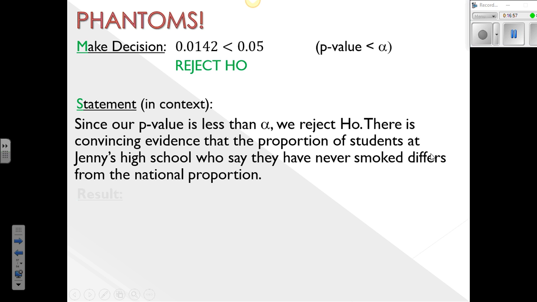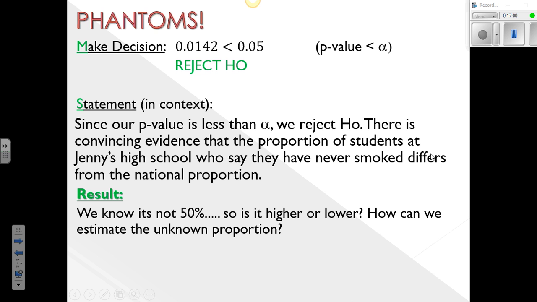So my question is, we know it's not 50%, correct? So is it higher than 50% or is it lower than 50%? The true proportion of students at Jenny's High School who have never smoked a cigarette. We know it's not the national proportion. At our high school, is it higher than that who have never smoked a cigarette?